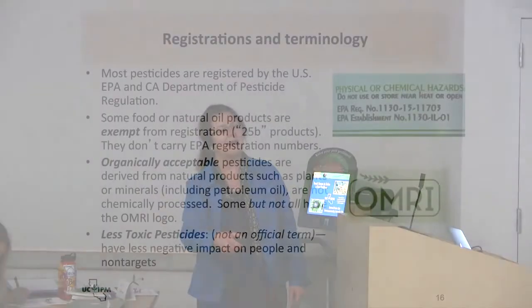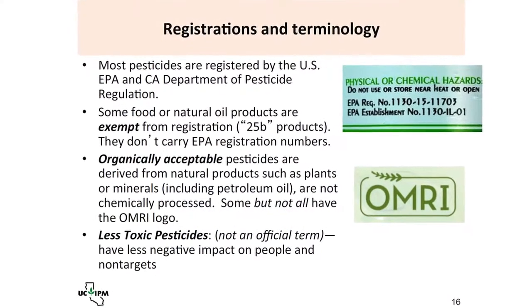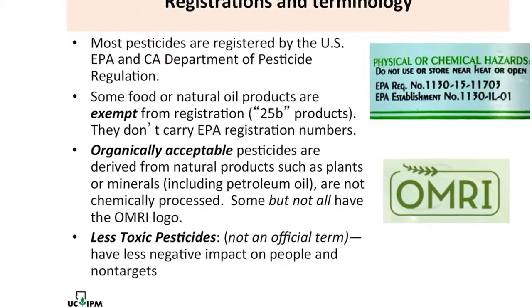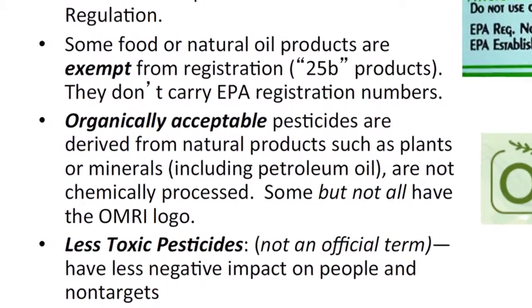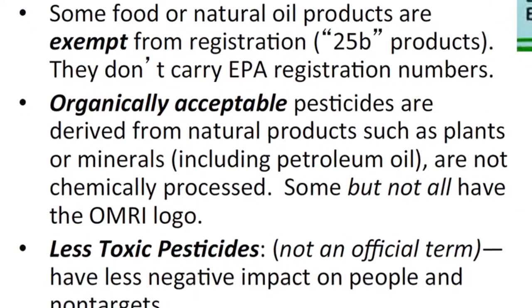Organically acceptable pesticides are derived from natural products, such as plants or minerals, and they haven't been chemically processed. Some have the OMRI logo on them. Some of them say organically acceptable, and some of them don't. Like most oils, petroleum oils are organically acceptable, but a lot of manufacturers don't bother putting organically acceptable on the label. Many people want to use only organically acceptable materials in their gardens, and in general, organically acceptable materials are safer.